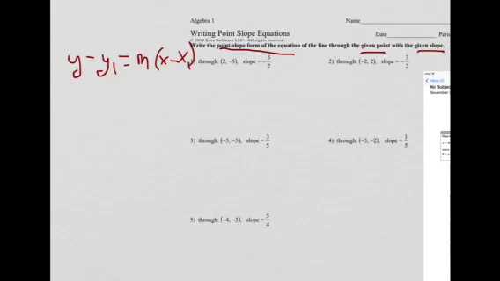Just to remind ourselves, it's always good to do this. y minus y1 equals m times x minus x1. Okay, and as I said before, make sure we label. So we're going to label x1, y1. And here's our slope of m.